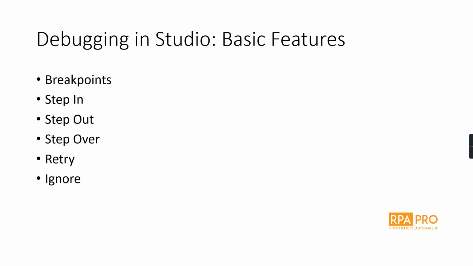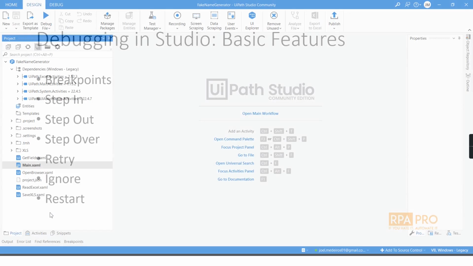We can also ignore specific errors and then just move on with the execution. And we can start from the beginning, all the process, and UiPath will restart everything. So let me jump to my UiPath Studio and I will start a debug and show you feature by feature in practice what they mean.